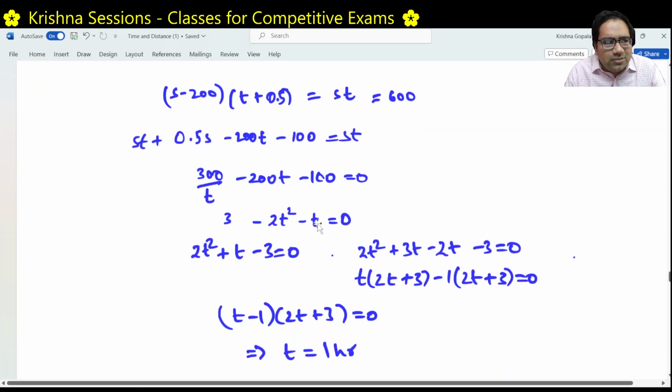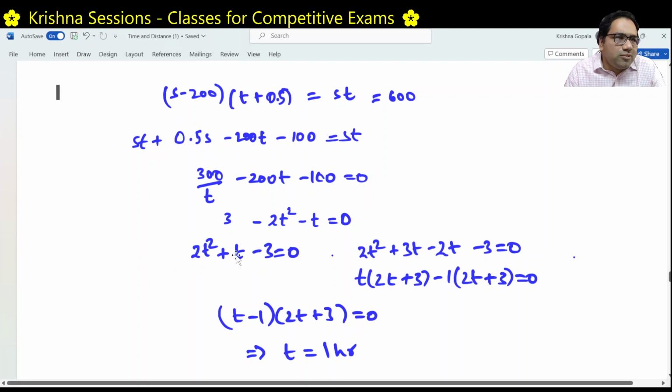Minus 1, if you multiply this with minus 1, we get 2t square plus t minus 3. If you multiply this side also with minus 1, it doesn't matter, right? We can still do that. So that's what you will do: 2t square plus t minus 3 is equal to 0.